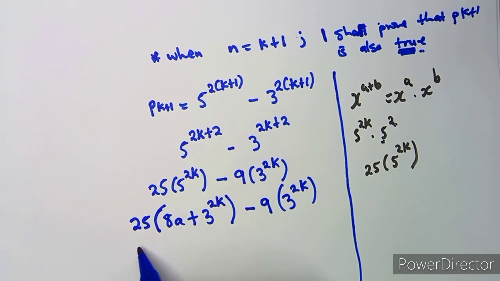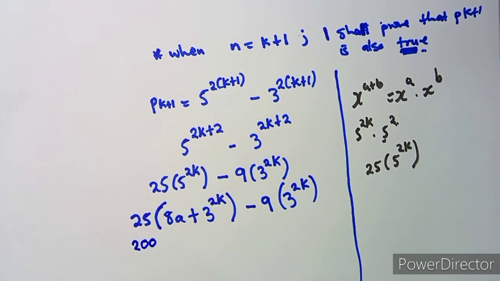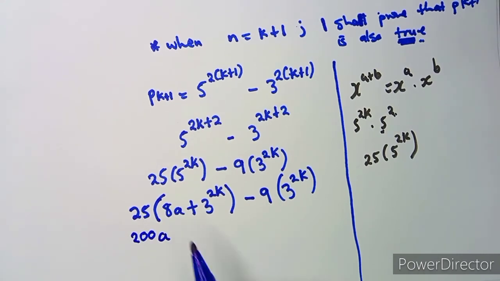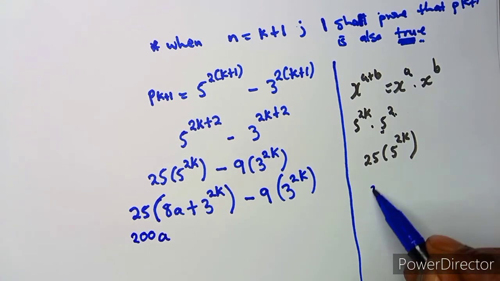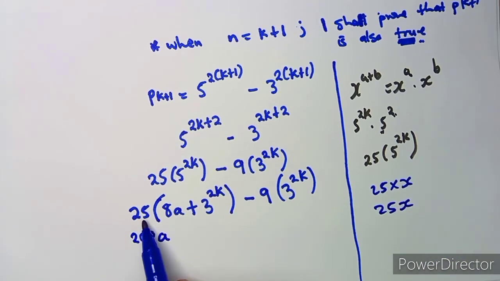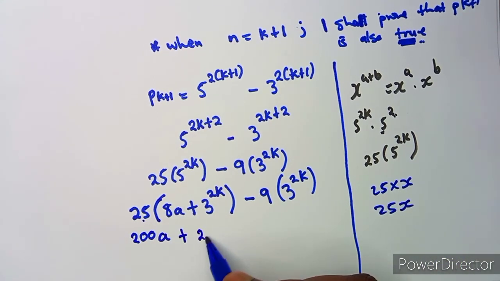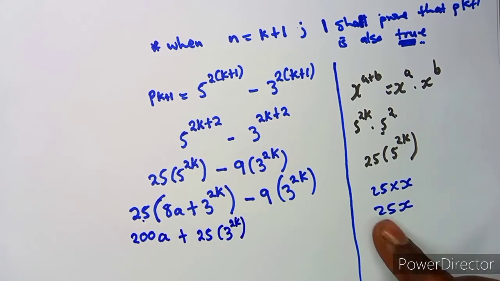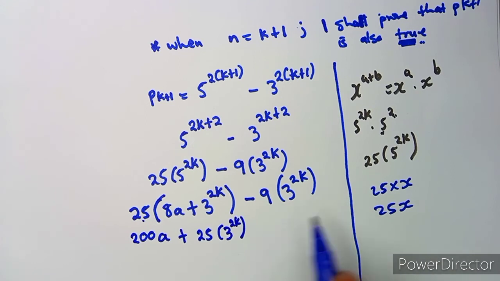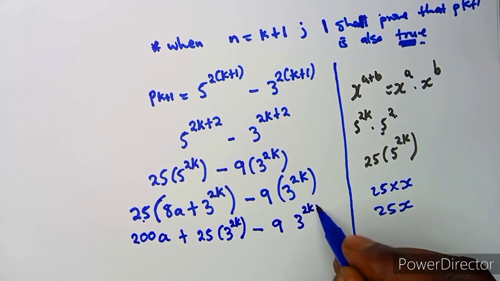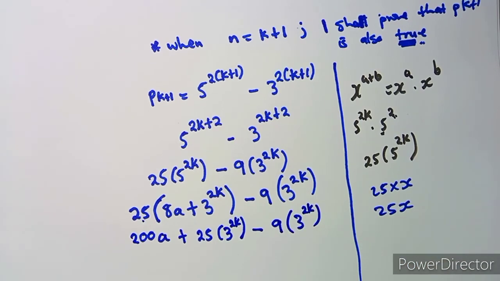And this is 200 actually. So this is going to be 200a, and if you are to multiply here, it's just a normal multiplication, just like 25 times x, you just write as 25x. So it's the same thing: 25 times this is going to be 25 into 3 to the exponent of 2k, just like 25x. That is what you have, minus 9 into 3 to the exponent of 2k, like this. So this is what you're going to have.